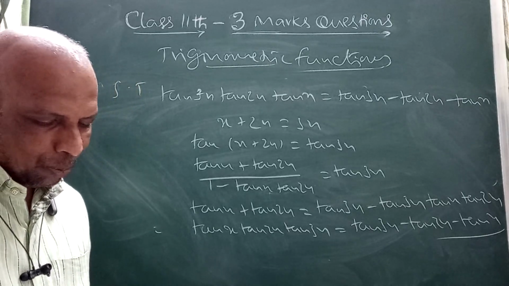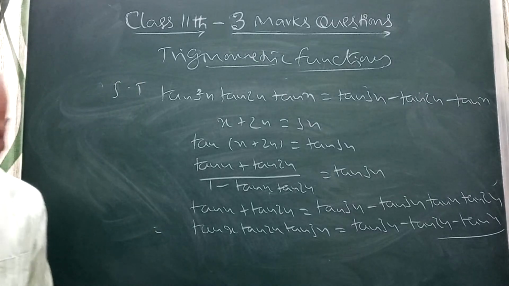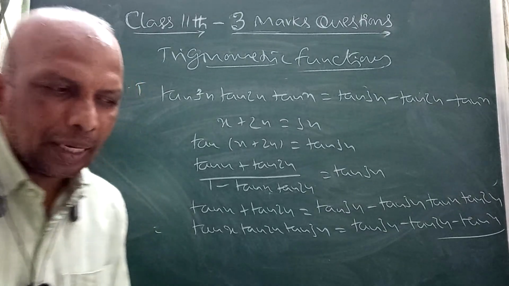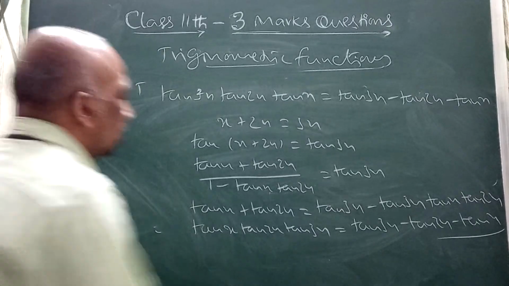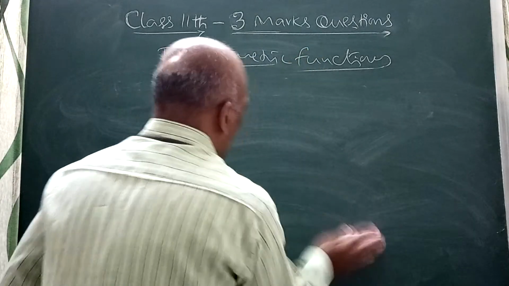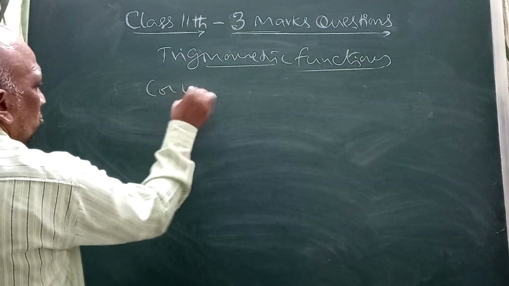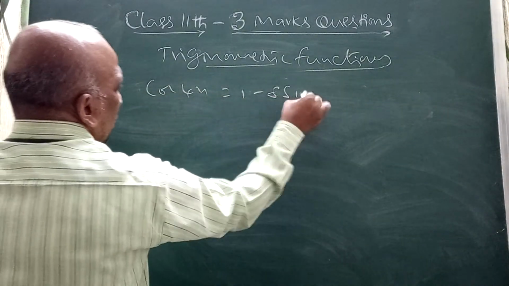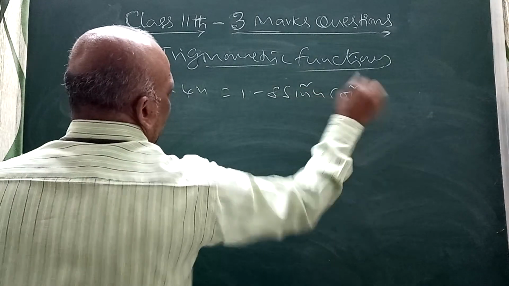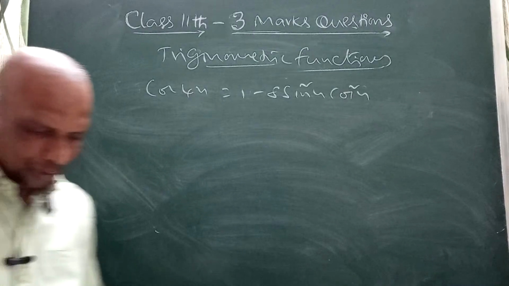Even we have one more problem. Prove that cos 4x is equal to 1 minus 8 sin square x cos square x. Cos 4x equal to 1 minus 8 sin square x cos square x.